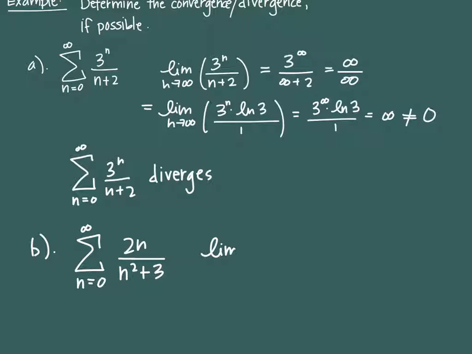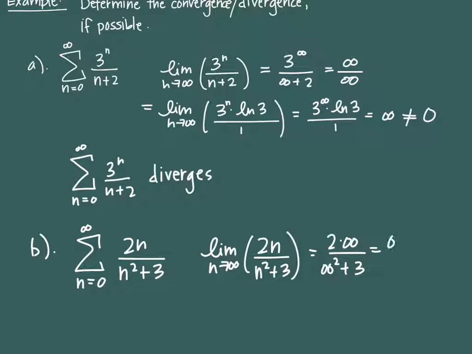So I'll take the limit as n approaches infinity of 2n, not 2 to the n, but 2n over n squared plus 3. Again, plugging infinity into here, well, I'll get 2 times infinity over infinity squared plus 3. That's indeterminate, so I'll need L'Hopital once more.